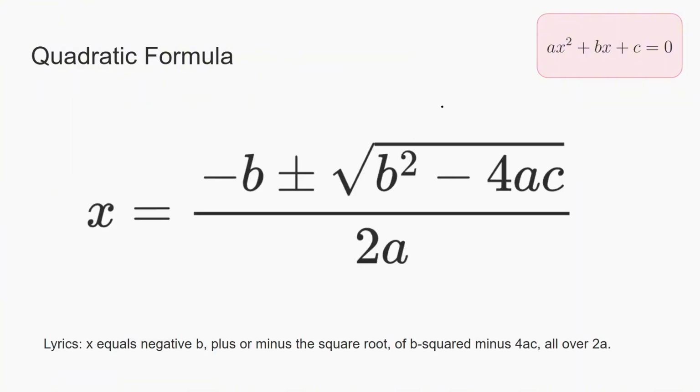Assuming that the quadratic is in the form ax squared plus bx plus c equals 0, the quadratic formula is x equals negative b plus or minus the square root of b squared minus 4ac all over 2a. As you can see, there's a plus or minus here that implies that there might be two solutions. And here we have b squared minus 4ac under the square root, and b squared minus 4ac is known as the discriminant.